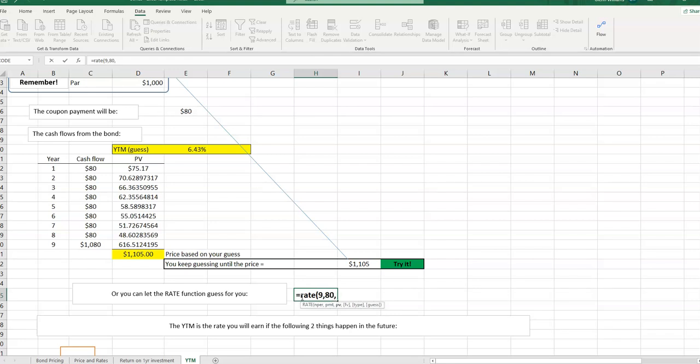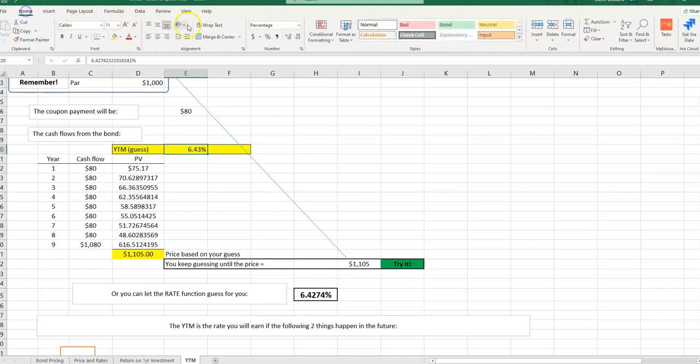The present value is 1,105. I have to make that negative because Excel has to know which way these cash flows are going. I pay $1,105 today, and in return I receive $80 a year for 9 years, and then at the end I receive $1,000. Putting that in, you can see that gets me 6.4274, which should be pretty close to, it might be exactly the, yes, okay.